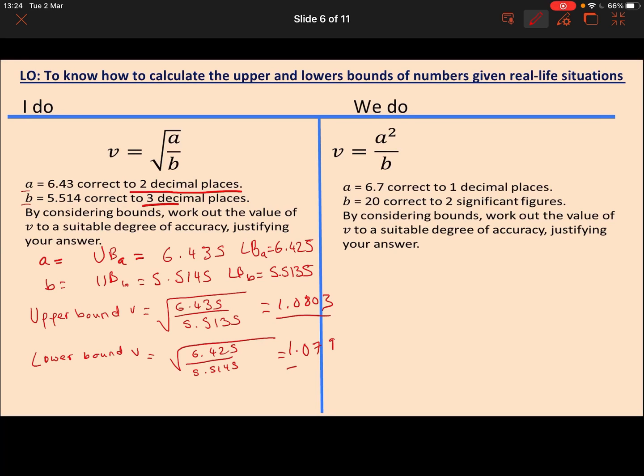Right, so both of them round to 1.08. So that will be to 2 decimal places. So that would be a suitable degree of accuracy. So that would be the answer. So I want you guys to pause the video and have a go at the we do.